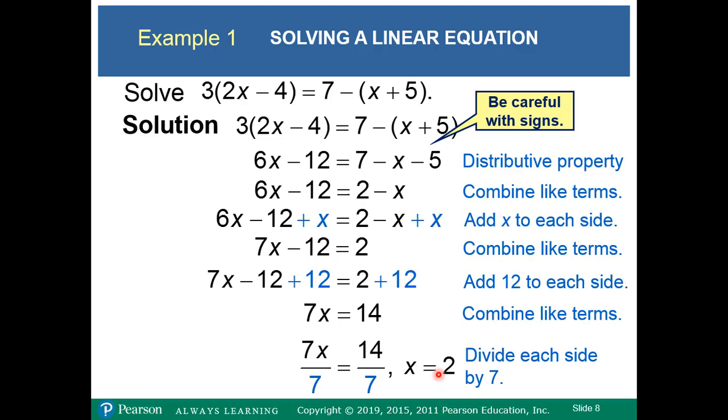Now you can verify this, and I highly recommend that you verify this by taking 2, plugging it in for x on both sides of the equation, and seeing if you get the same thing on both sides. Well, here you get 4 minus 4, right? You get 4 minus 4 is 0, and so you get 0 over here. And here you get what? 2 plus 5 is 7. 7 minus 7 is 0. So you get 0 equals 0, which is true.